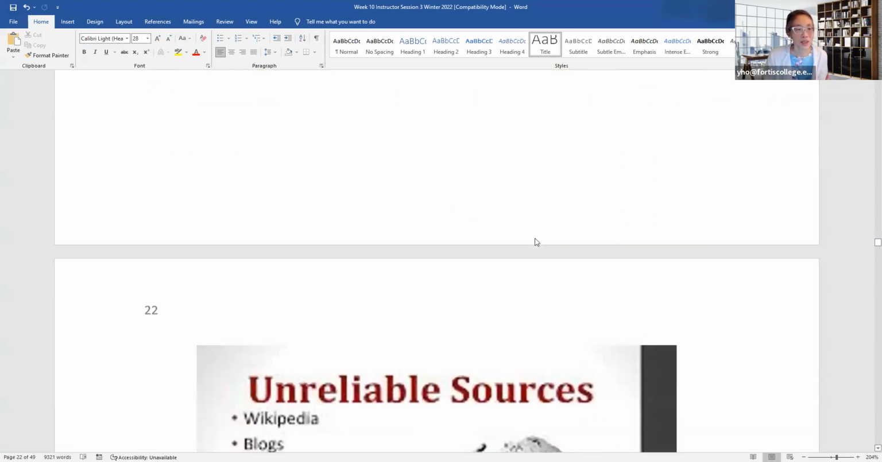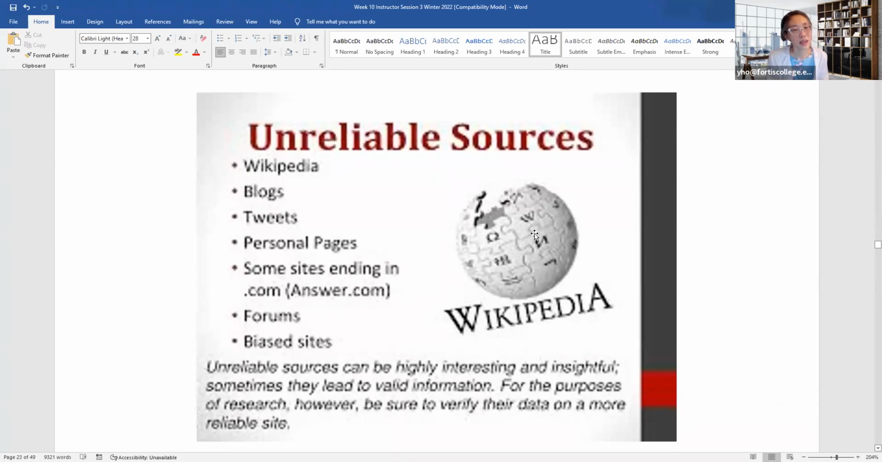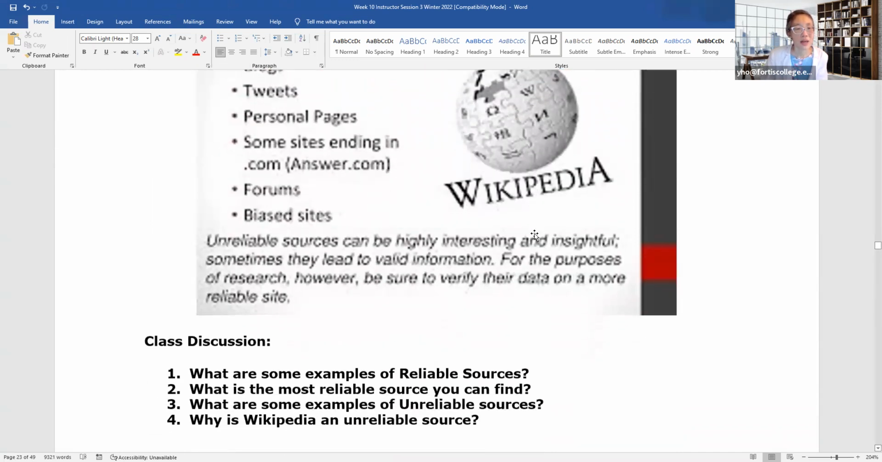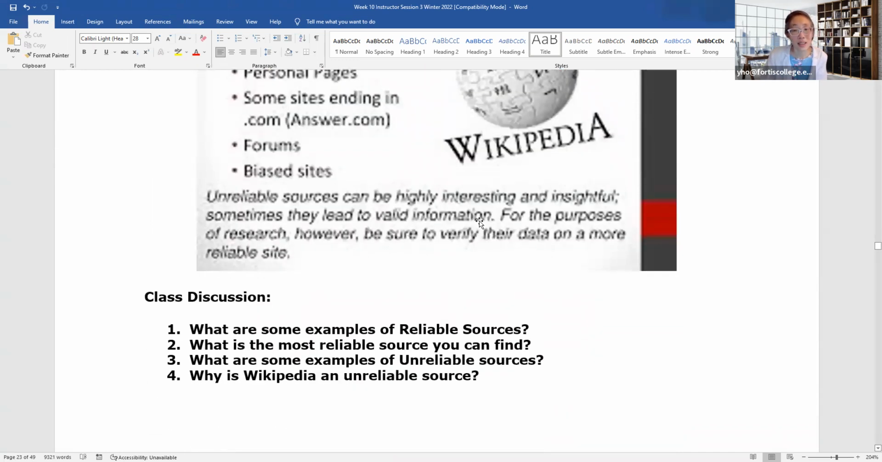Unreliable sources are Wikipedia, blogs, tweets, personal papers, some sites ending in .com, most sites ending in .com, right. Forums, and biased sites like why we should hate Nazis or something like that. Unreliable sources can be highly interesting and insightful. Sometimes they lead to valid information, but they're not reliable.